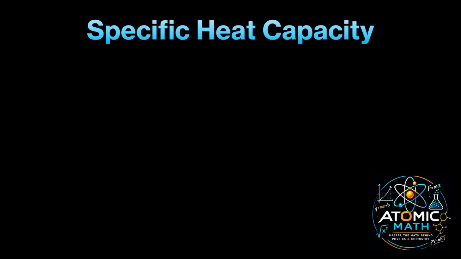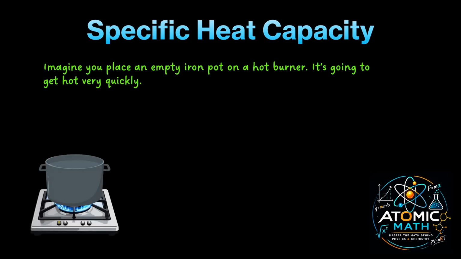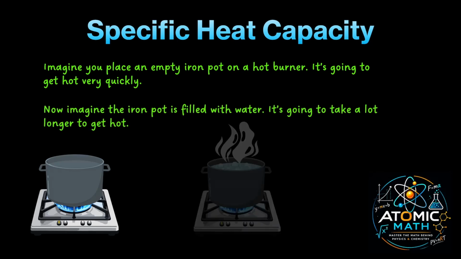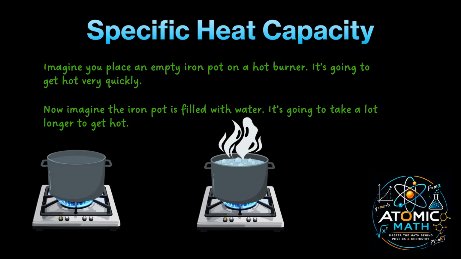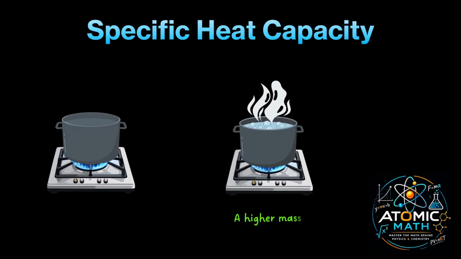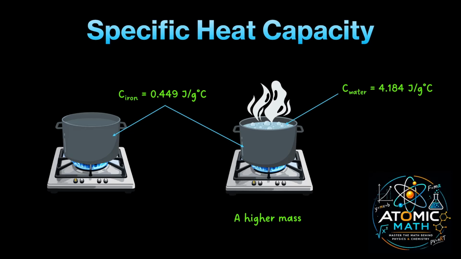So let's just take a quick look at an example. Imagine that you place an empty iron pot on a hot burner. It's going to get hot very quickly. Now imagine the iron pot is filled with water. It's going to take a lot longer to get hot, and there are two reasons for this. The first reason, of course, is that there's a higher mass now because the pot has both water and the pot itself. But a more important thing is that the specific heat capacity of iron is 0.449 joules per gram degree Celsius, but water is 4.184 joules per gram degree Celsius. So we have to put a lot more energy to heat up the water than we do the metal.